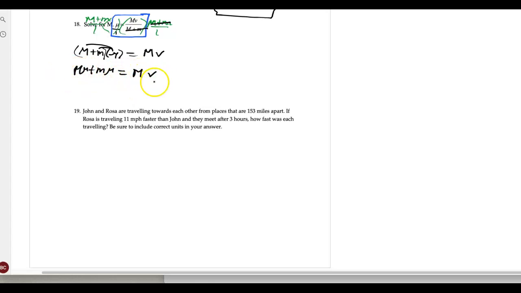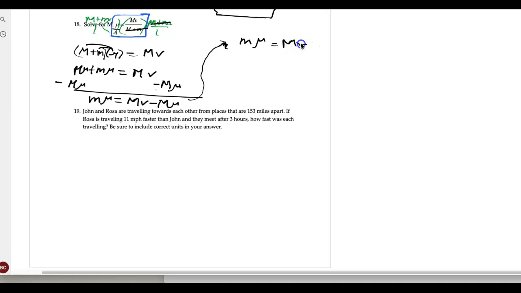But I want to get my capital M's on the same side, so I'm going to end up subtracting off this capital M mu from both sides. And so that's going to give me lowercase m times mu equals capital M times V minus capital M times mu. All right, and I'm running out of room there, so let me go up here. So I'm going to write this down again. V minus M mu.